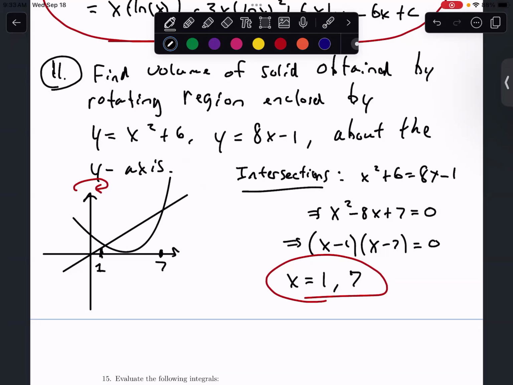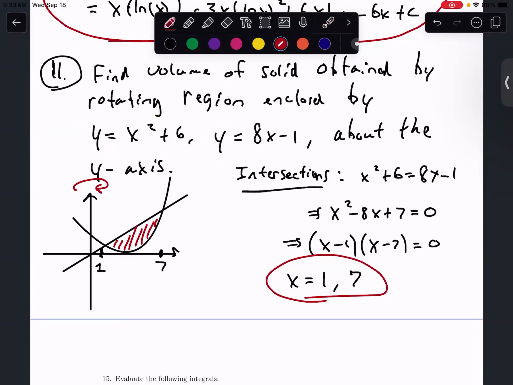And so this is the region we're going to be interested in. At the end of the day, you just have to understand which function is above the other on this interval from 1 to 7. You don't even really have to graph this if you don't want to. You can just plug in x equal to 2 and you'll see that 8x minus 1 is greater than x squared plus 6 at x equal to 2.